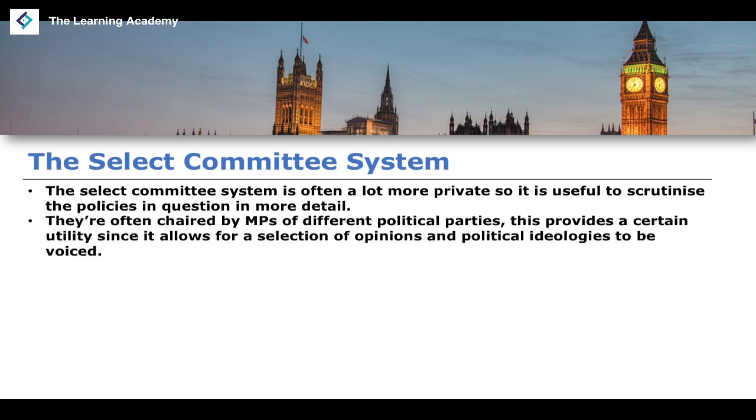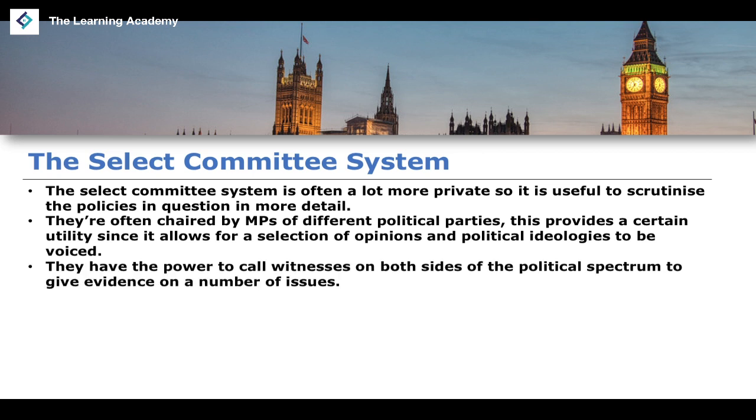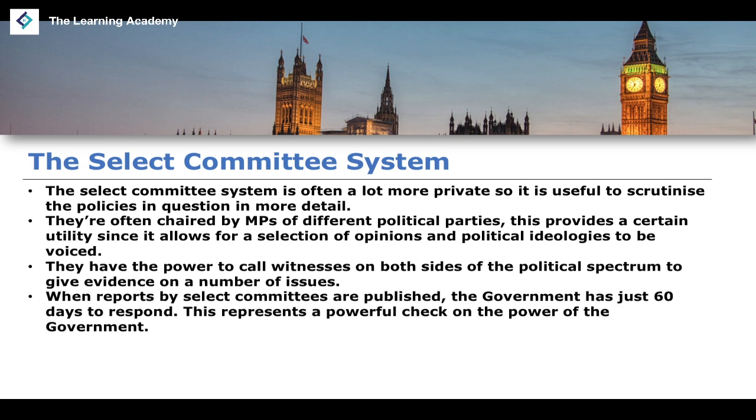They're often chaired by members of Parliament of different political parties, and this is obviously useful in providing a certain utility, since it allows for a selection of opinions and different political ideologies to be voiced at the same time within the same meeting. They have also got the power to call witnesses on both sides of the political spectrum to give evidence on a number of issues. This is very, very helpful because it allows outside and broader knowledge about a particular problem to be voiced within the legislative process and the process of passing laws, which is obviously something that is quite helpful.